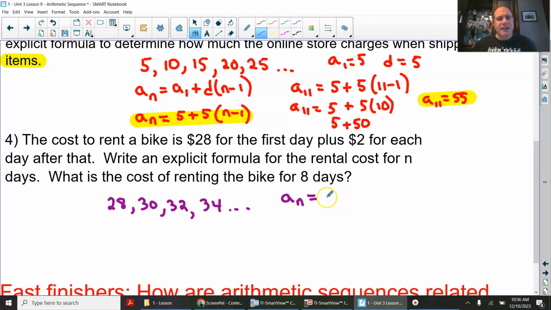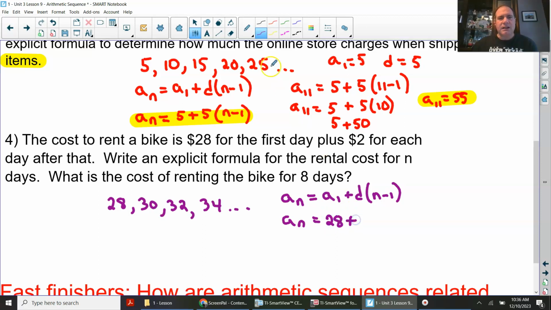So pretty easy. The formula is a sub 1 plus d times n minus 1, right? So the nth term stays a sub n because they just want a formula to figure out any term. The a sub 1 is going to be replaced with 28. The common difference, they say, is 2, and obviously it's jumping by 2's, so we're going to put that 2 in. And the term that we're looking for is n. We're going to leave that n, and that is the formula you could use for any term.